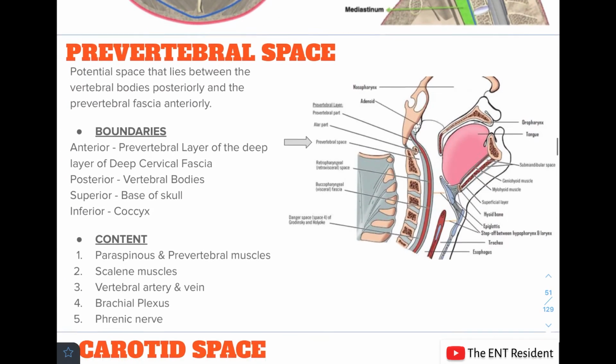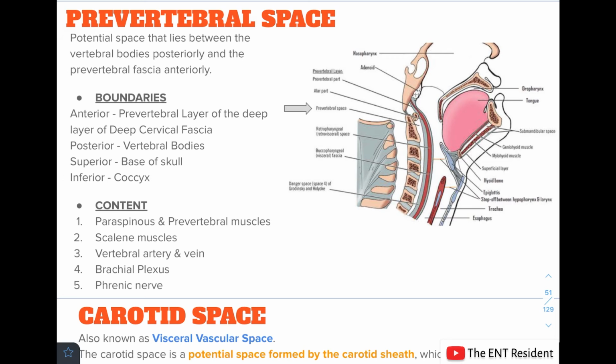Next we come to the prevertebral space. The prevertebral space is a potential space that lies between the vertebral bodies posteriorly and the prevertebral fascia anteriorly. You can see in the picture, this is the prevertebral space, the white part over here. The vertebral bodies lie posteriorly, and the prevertebral fascia, which is this ash colored thing over here, lies anteriorly.